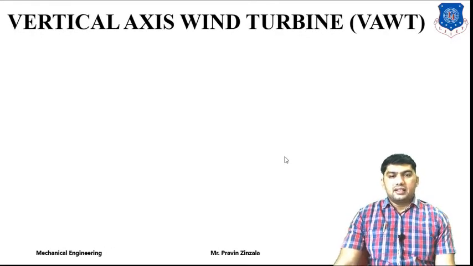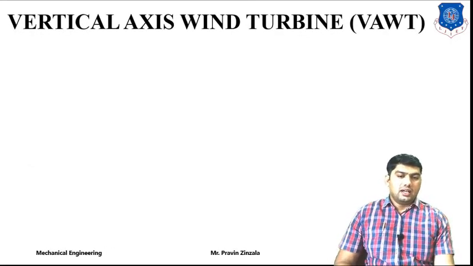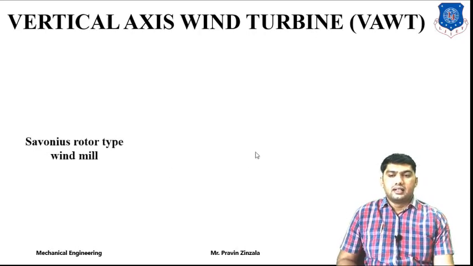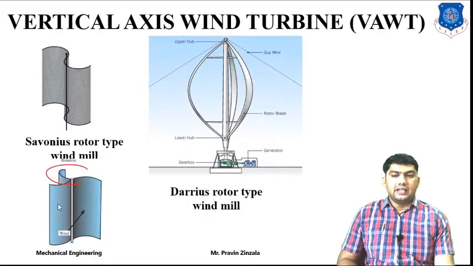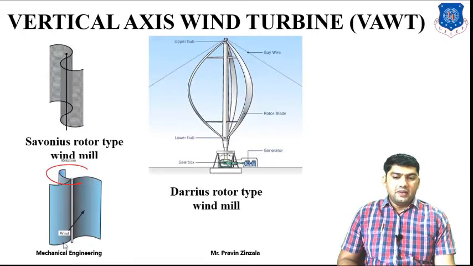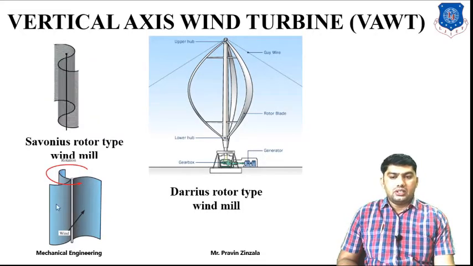Second is the vertical axis wind turbine, meaning the axis is vertical. First is the Savonius rotor type. It has an S shape, meaning a half cylindrical shape. Whenever wind strikes this rotor, it starts to rotate.